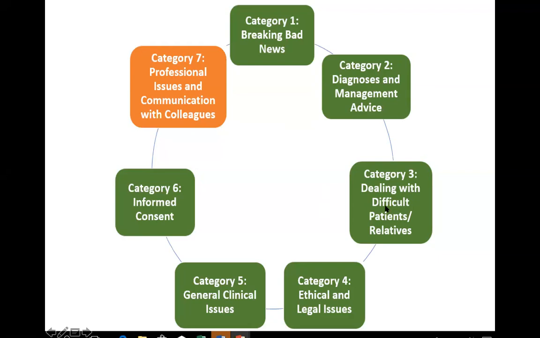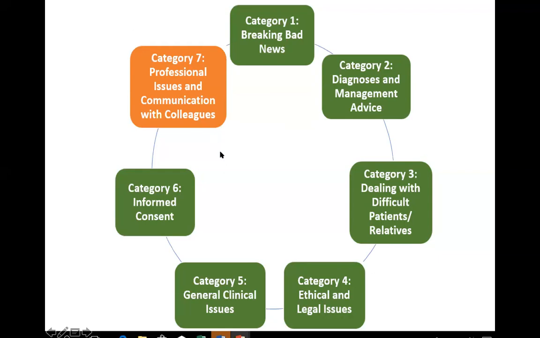And then category three is how to deal with difficult patients. They could be angry patients or angry relatives. We also have a lecture about that. Category four, we'll discuss ethical and legal issues. It's very important that you have a good understanding of these, because you may get some tricky questions from the examiner to test your knowledge about ethical and legal issues. So this will also be discussed in much detail in the course.